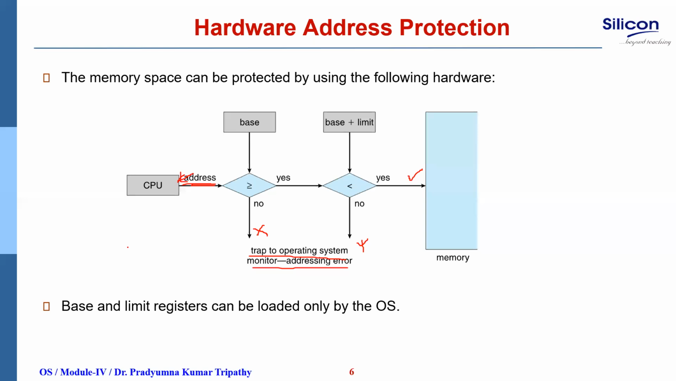Understood? Who will provide this address? The base and limit registers can be loaded only by the operating system. The value of the base and limit registers, who will give? The operating system will give. Is it understood? This diagram is understood? Yes, sir.